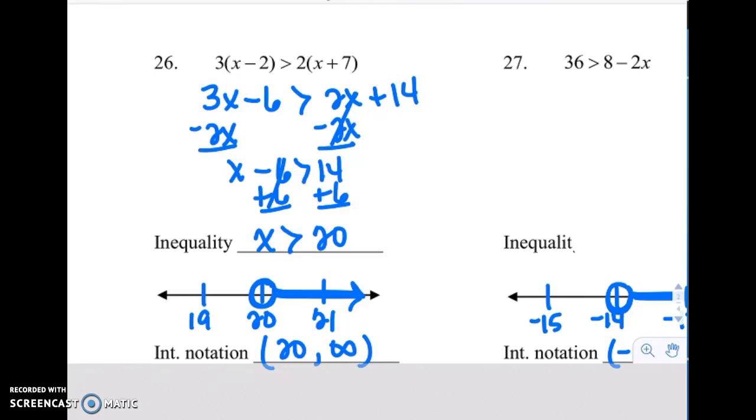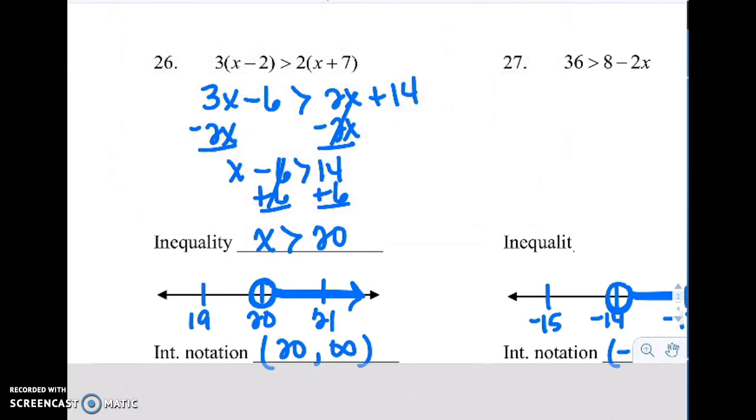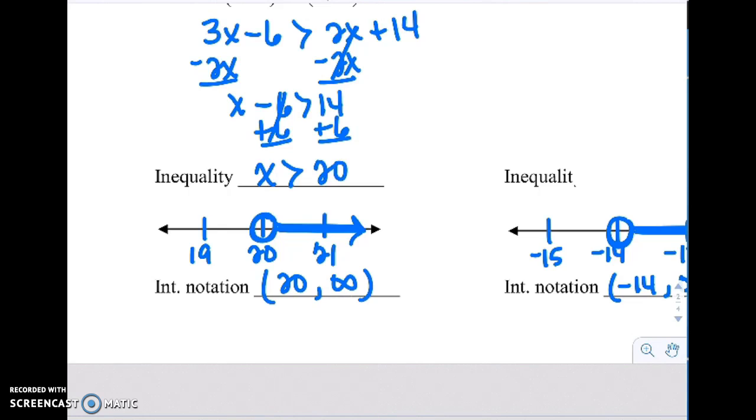All right, so my last video got cut off. We ran out of time, so I want to start back up with number 26. And our answer here is x is greater than 20. Sorry, I just have to change my pen. And you can see below my inequality the graph and the representation in interval notation starts at 20 going towards positive infinity because that makes us see that our numbers are getting bigger and bigger and bigger.